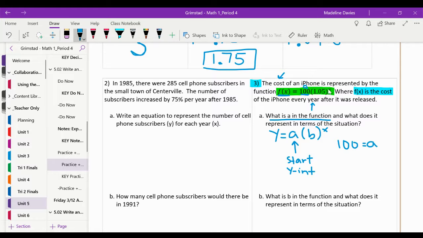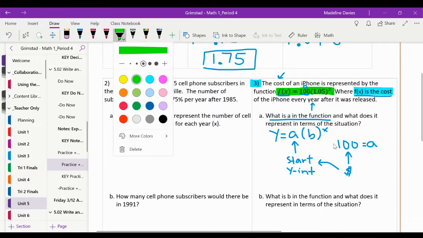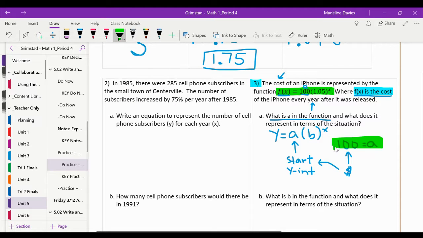But I need to look at what's being increased. Like, what am I finding every time? Well, we're looking at f of x, which says it's the cost. So if I know that I'm solving for the cost, if f of x equals a price, that must mean that 100 is our starting price. And I say starting price because we know over here that a is our starting value. So 100 must mean our starting price of the iPhones.